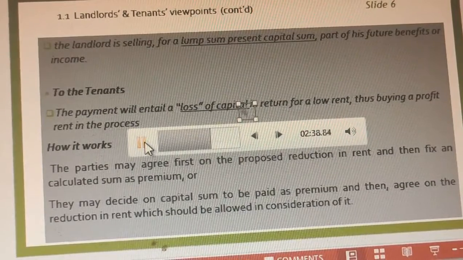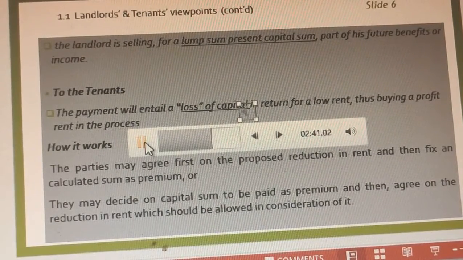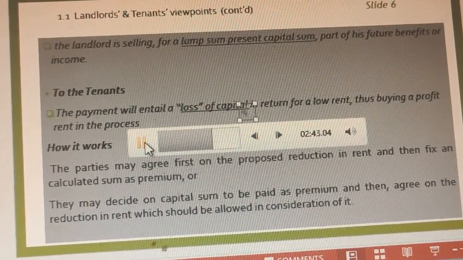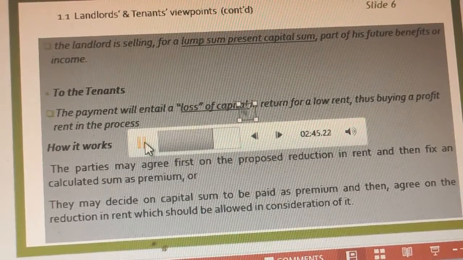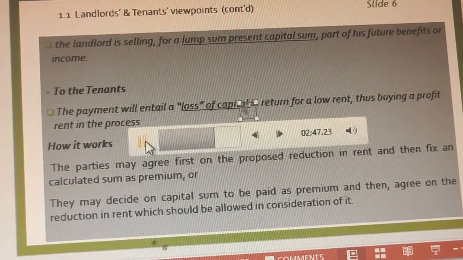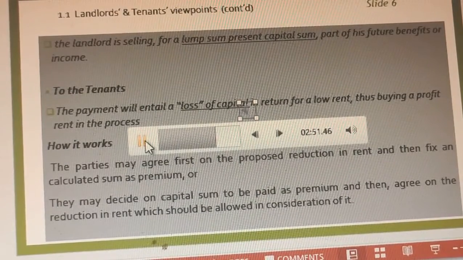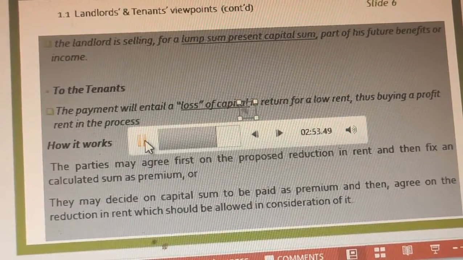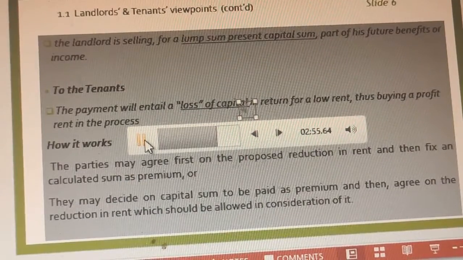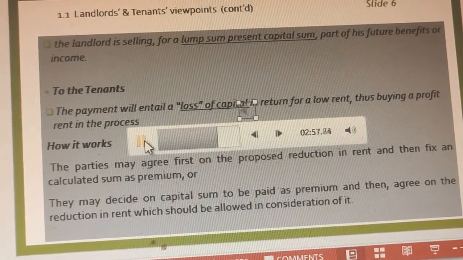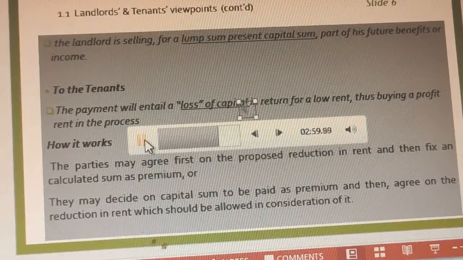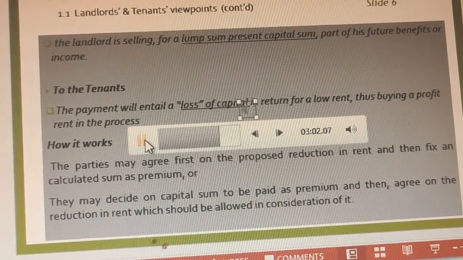Then that converts to a lump sum which you pay, and a reduction of 5,000 naira is agreed. It's straightforward enough. Or they may decide on the capital sum to be paid, and that can be broken down into how much reduction he can get per annum to make up his profit rent. I take that again.